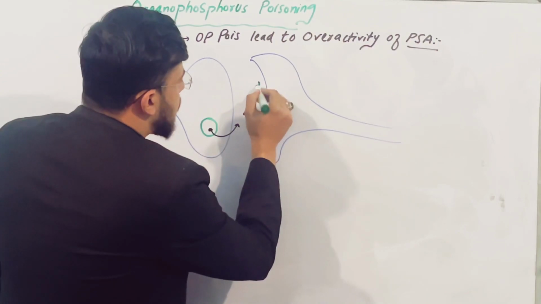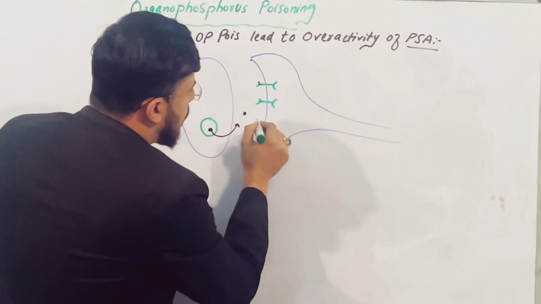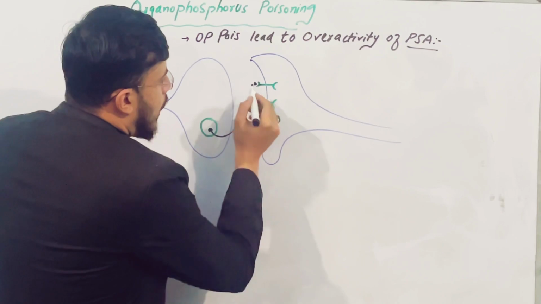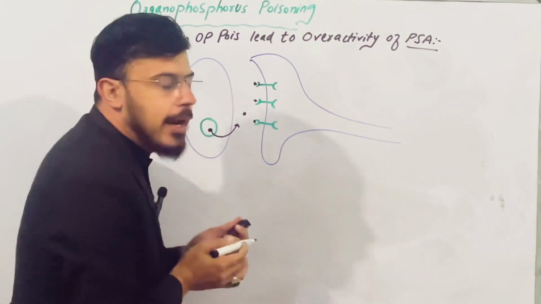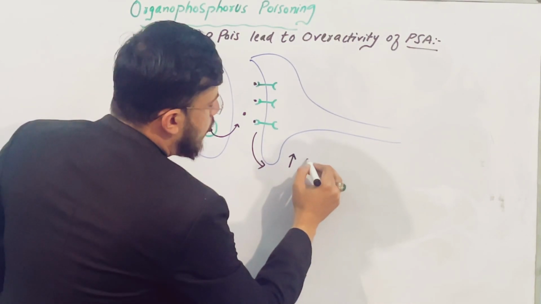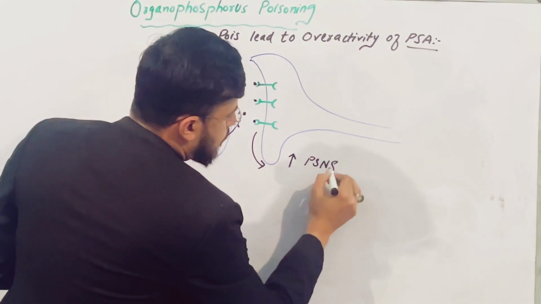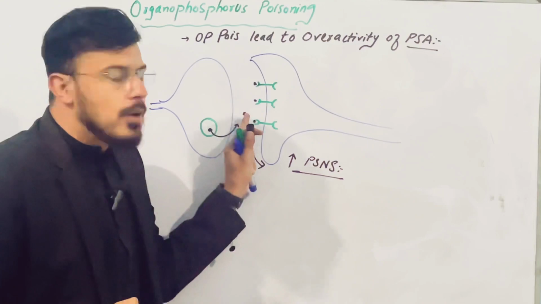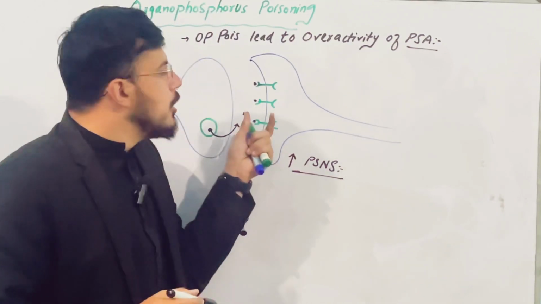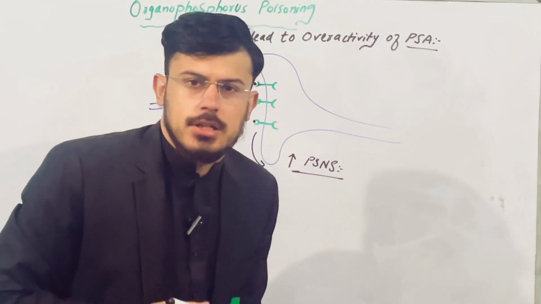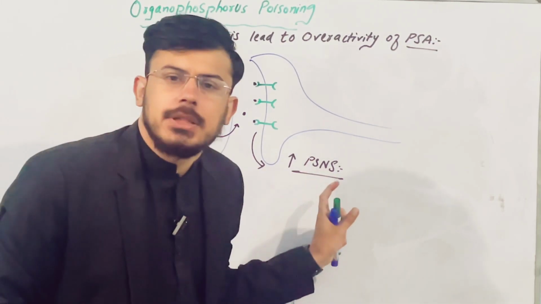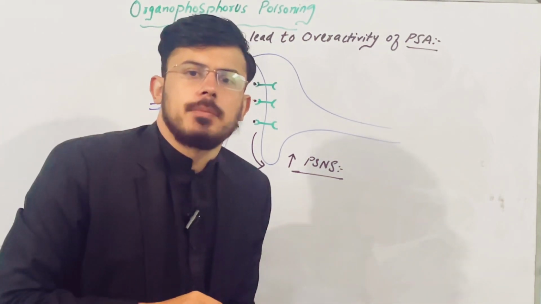There are certain specialized receptors present over the membrane of the postsynaptic neuron. This acetylcholine binds to the receptors on the postsynaptic neuron, and it ultimately leads to increased activity of the parasympathetic nervous system. So when acetylcholine binds to the special receptors on the postsynaptic neuron, it leads to overactivity of the parasympathetic nervous system.